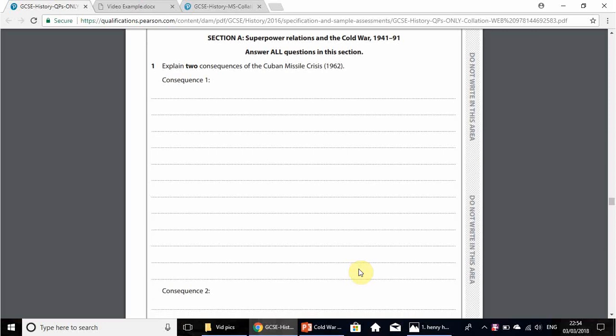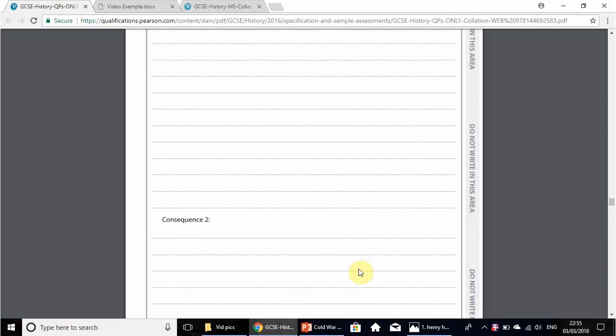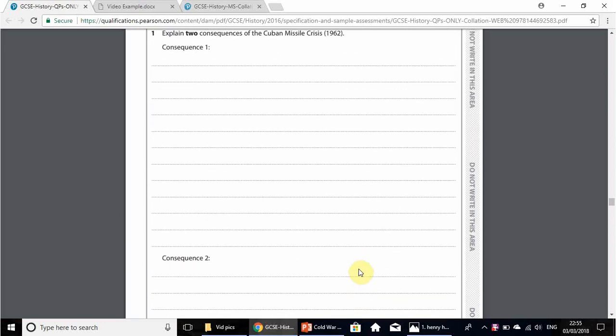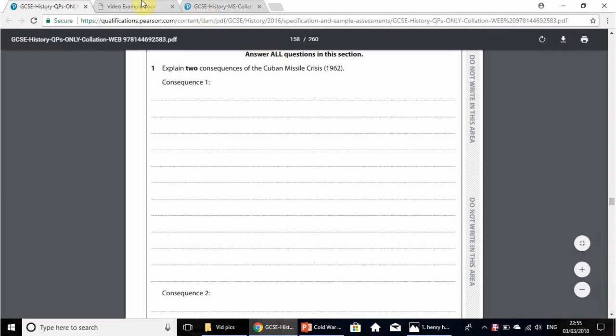So on this paper, because it's a sample, it says at the bottom, the live question paper will have 4 more answer lines per consequence. So there will be 4 extra lines at the bottom of consequence 2 on another page. So you need to write a fairly decent sized paragraph on each of the consequences. Okay, how do you go about actually answering the question? Let's have a little look.